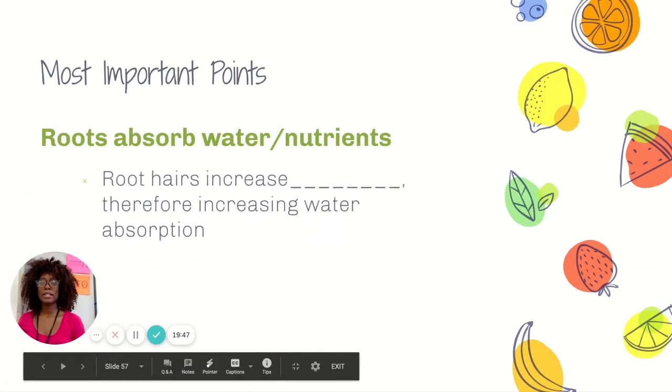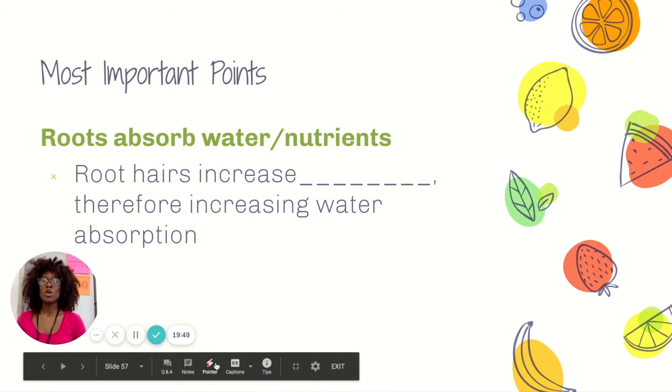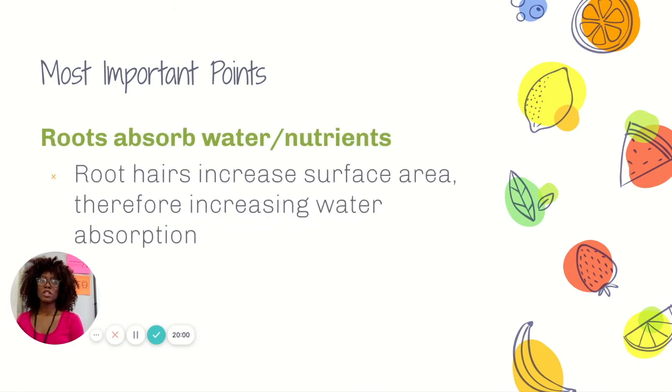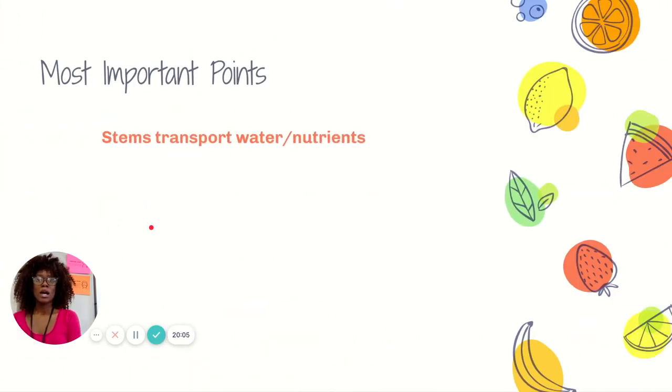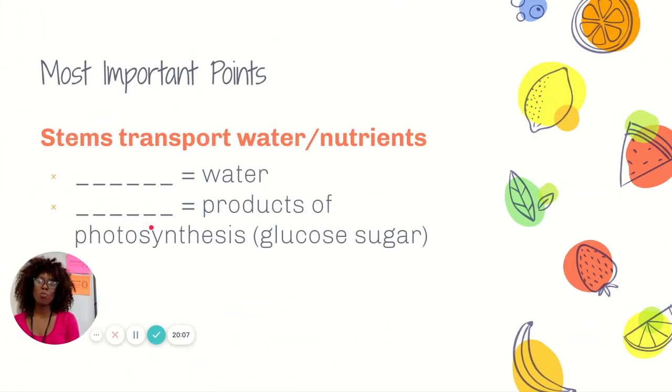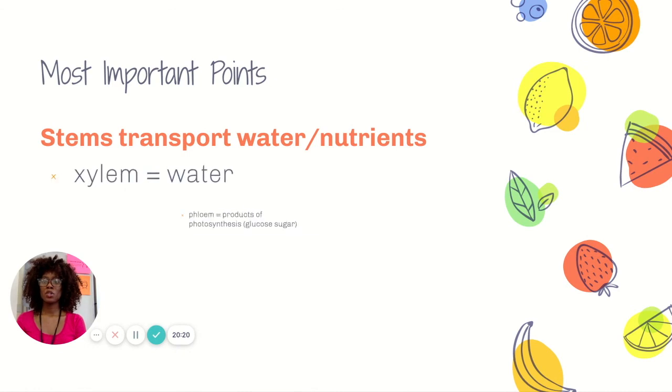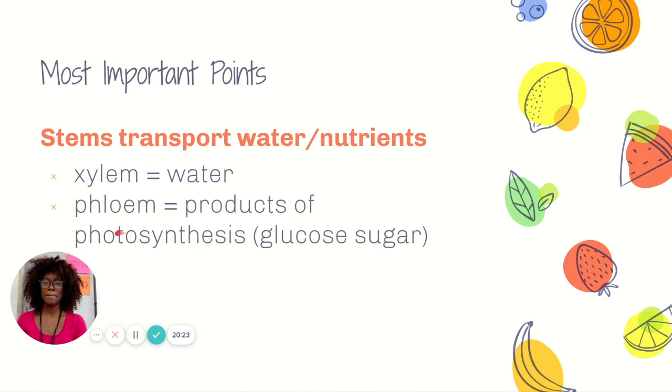So some of the most important points, let's go ahead and recap. Roots absorb water and nutrients. Root hairs increase blank, therefore increasing water absorption. Going to increase the surface area, therefore increasing water absorption. Good. Okay, stems are going to transport water and nutrients. What vascular tissue transported water? What about the products of photosynthesis? Good job. So you should have said xylem and phloem.